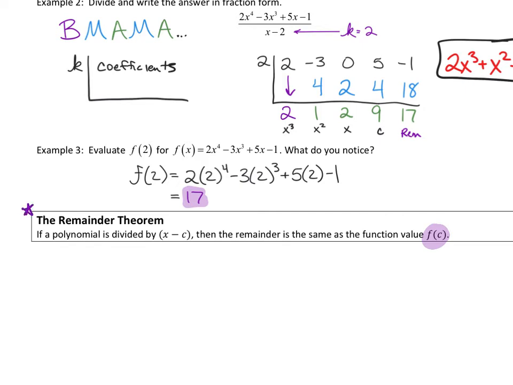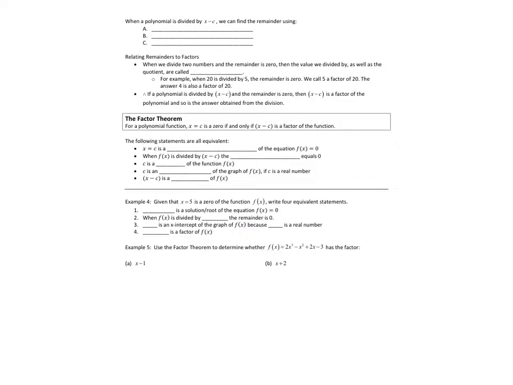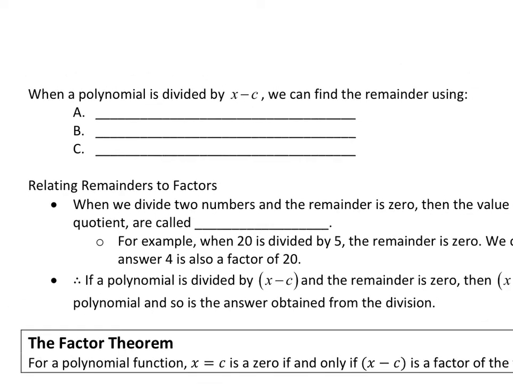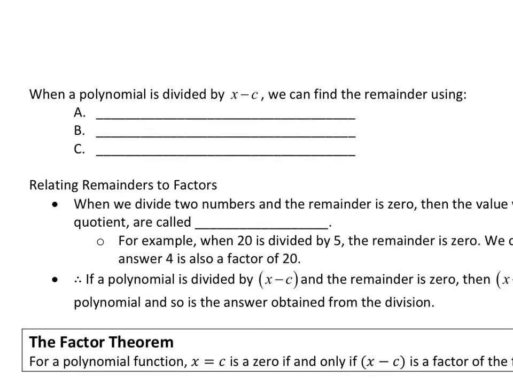I would put little stars next to this one. There's like a bunch of theorems today. That's going to be a helpful theorem to remember. It's very short, very small. But on the, we kind of summarize why that's important. So when a polynomial is divided by x minus c, we can find the remainder just like we did on the front with long division.